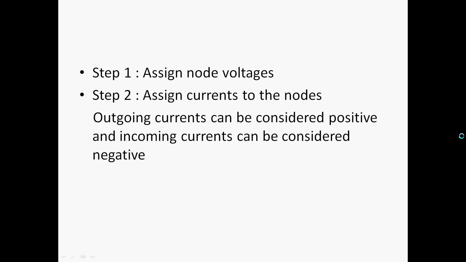The various steps to be followed are as such. The first step is we have to assign node voltages, and the second step is we have to assign currents to that nodes. The outgoing currents can be considered positive and incoming currents can be considered to be negative. However, this is just a convention. You can take the opposite case, that is, outgoing currents are negative and incoming currents are positive.